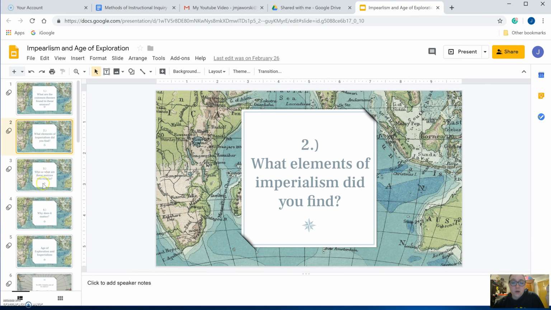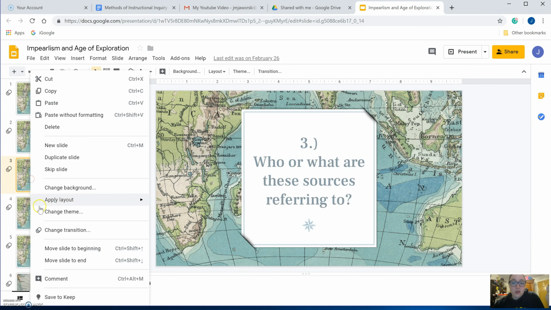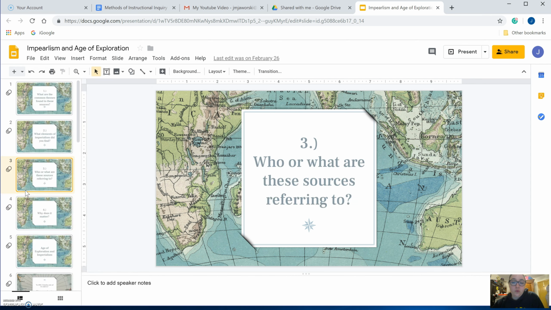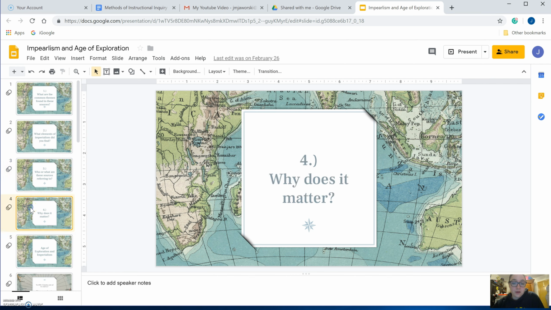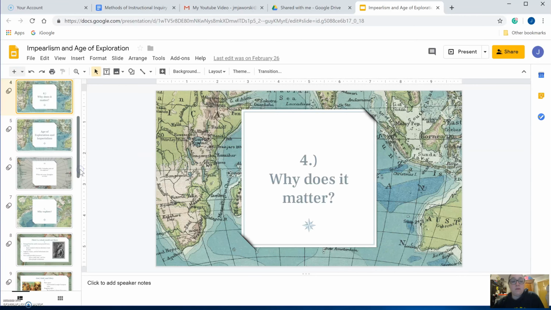We talked about what elements of imperialism they found, and I wanted them to determine who or what these sources were referring to, and they got those, so that wasn't the issue. The why was the problem, because I thought I did enough build up with the hints that they would get it, and that's probably my fault.